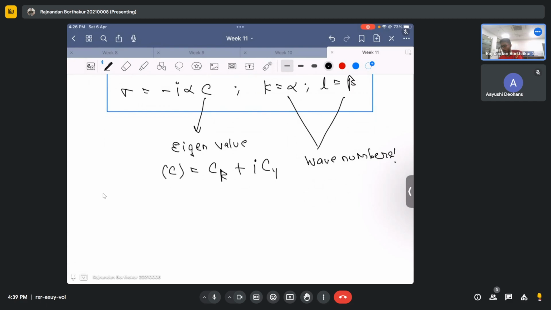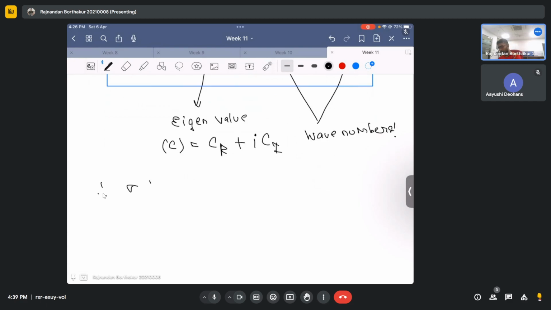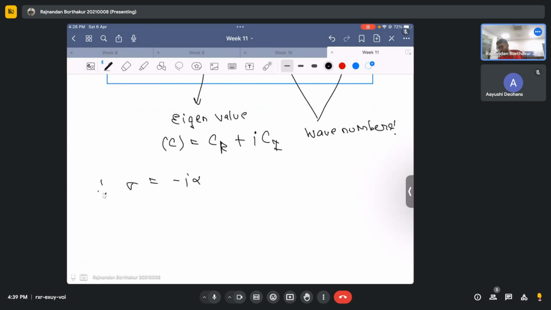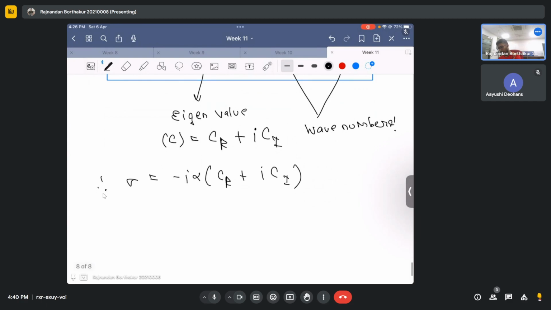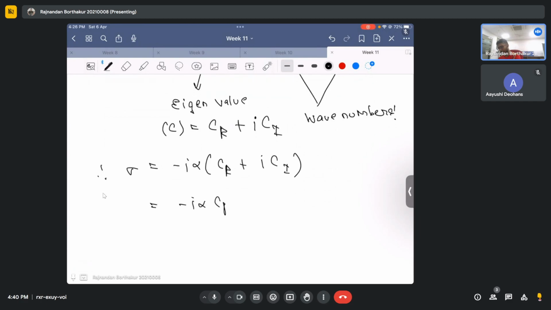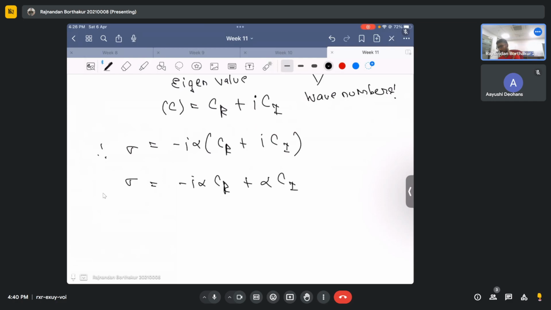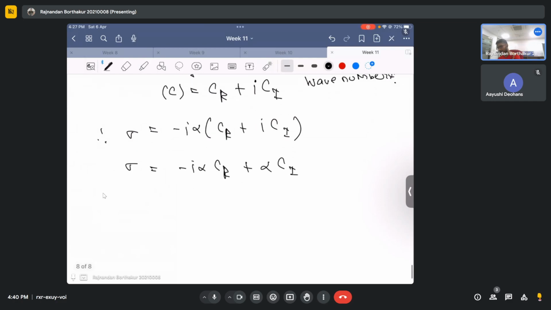What does this mean? This means our sigma can now be written as minus i alpha (c_r plus i c_i). Which means I can write it as minus i alpha c_r plus alpha c_i, because i squared is minus 1 and there is already a minus here, which becomes alpha times c_i. This term is nothing but sigma_i, the imaginary part of the variable sigma, and this is nothing but sigma_r, the real part.